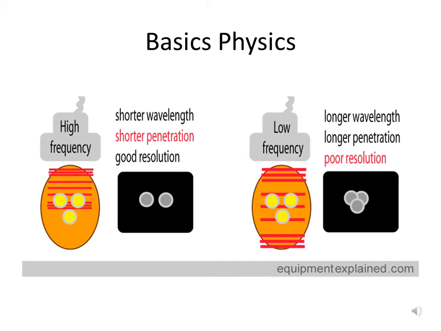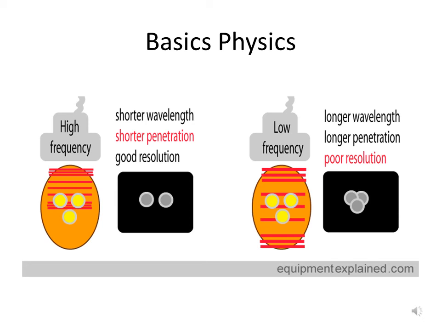Also, the other thing to know about ultrasound physics, depending on the frequency of the sound waves, that tells you if you're getting penetration and or resolution. So a high frequency sound wave has a shorter wavelength. A shorter wavelength penetrates the body less well. However, you have better resolution of the target structure. Versus a low frequency sound wave has a longer wavelength but penetrates better, but the resolution of the target structure is less.